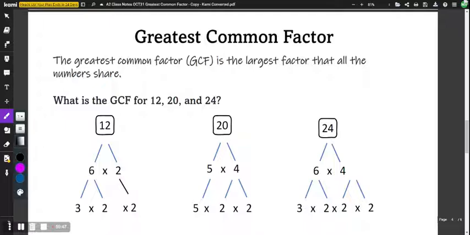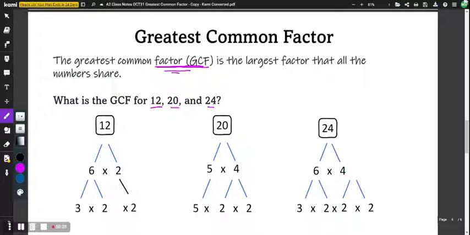The greatest common factor is basically what number or what factor do all the other numbers that we're looking at have in common? So what we want to see is, what is common to 12, 20, and 24? What numbers can we multiply together to get those numbers, or what number do they have all in common?